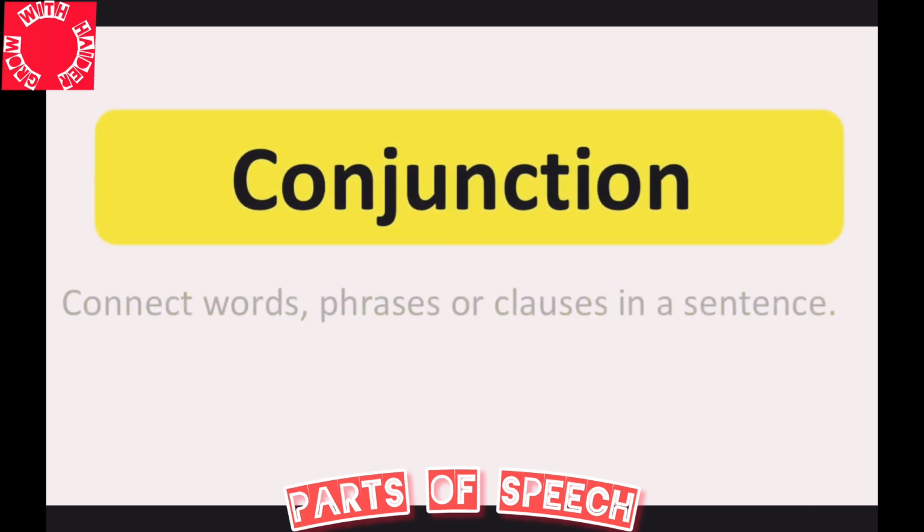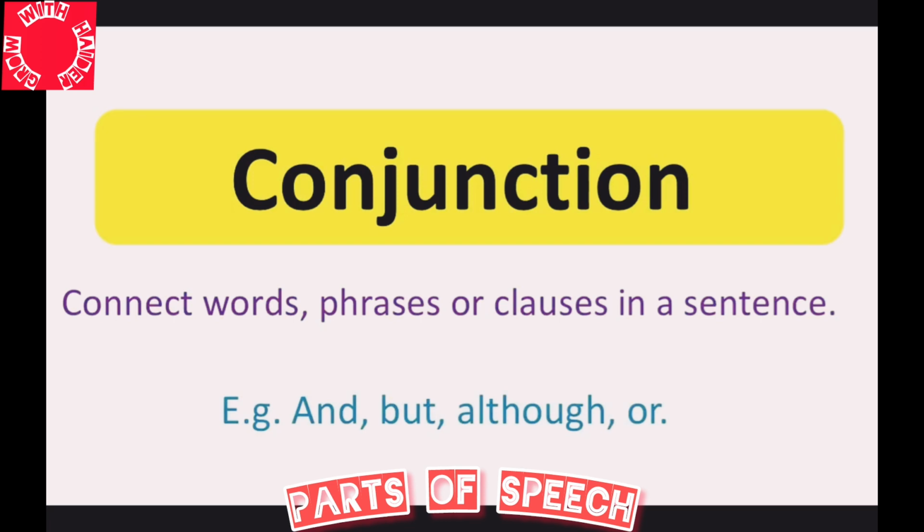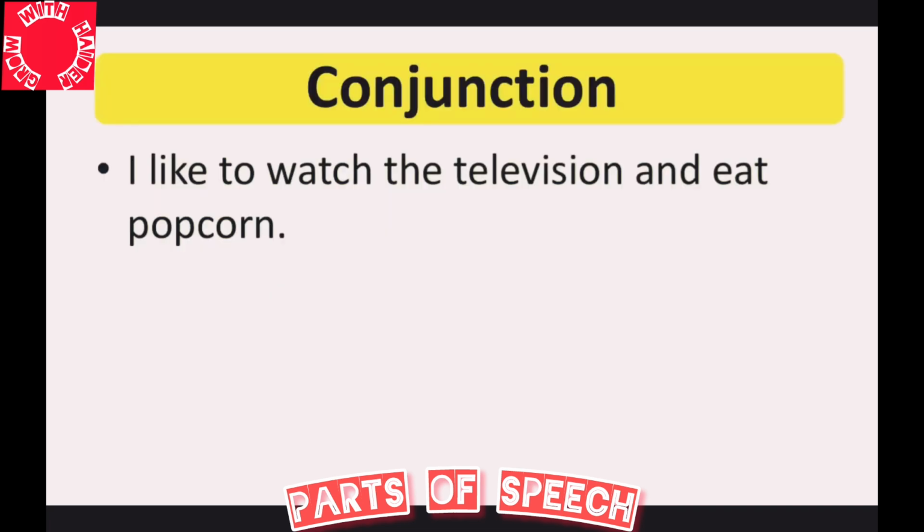Conjunction. A conjunction is used to connect words, phrases, or clauses in a sentence. For example, and, but, although, or. I like to watch the television and eat popcorn. The conjunction in this sentence is and.